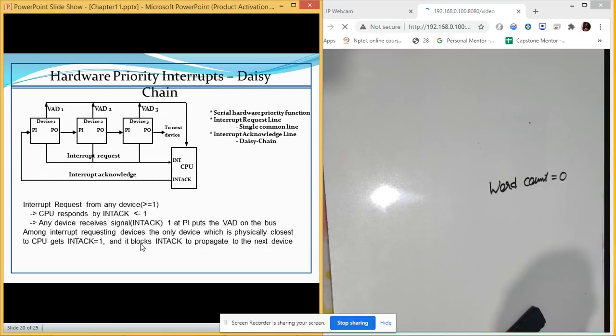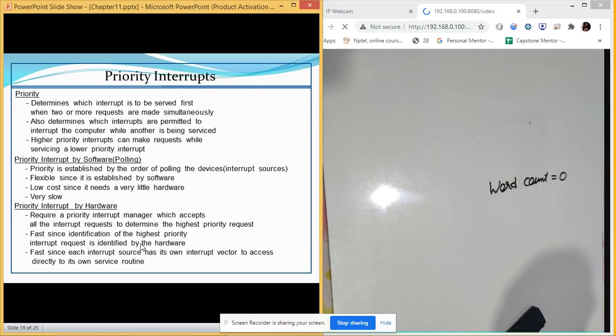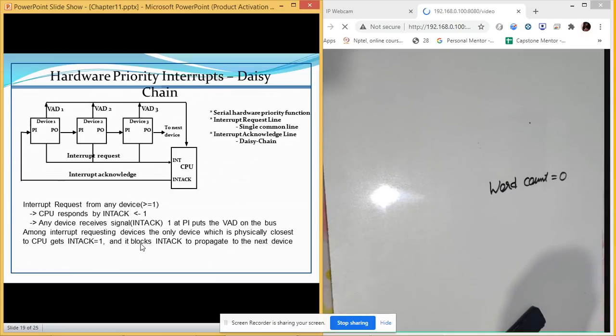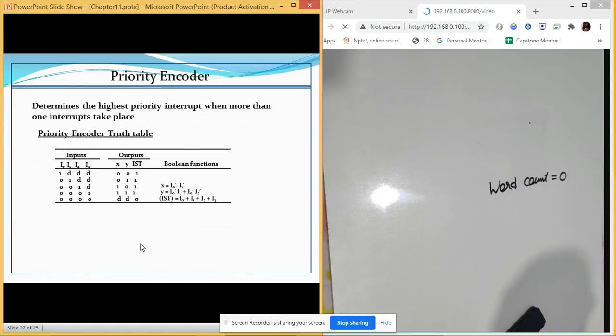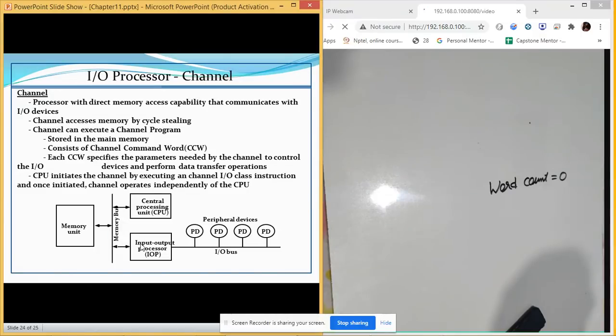Now the next thing which we have is priority interrupts. What is a priority interrupt? We will talk about them in the next class. So we have hardware priority interrupts, parallel priority, priority encoders, and the last topic is input output processor.